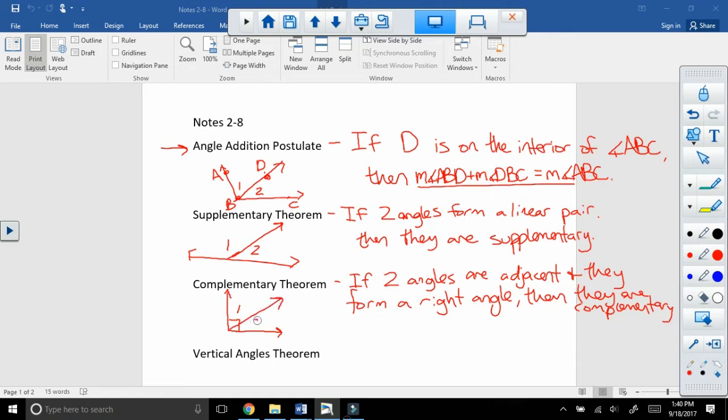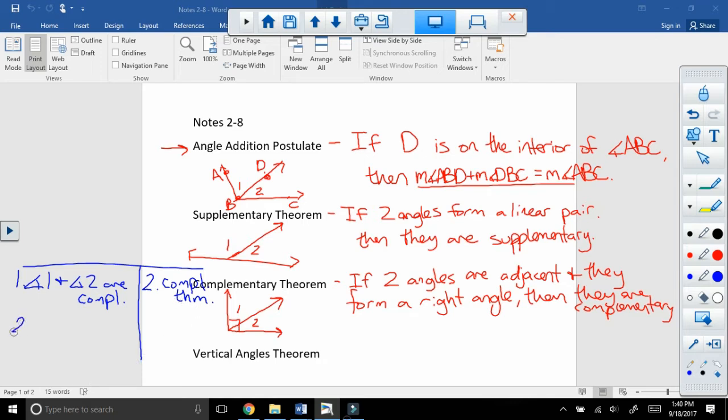So in this case, I'll just do one of these and write it out a little more. If this were given to me that I have this picture, I could say that angle 1 and angle 2 are complementary. And that would be my statement if you were thinking about this being in that two-column proof chart. And the reason I know this is because of the complementary theorem. And I'll just abbreviate complementary theorem, THM.